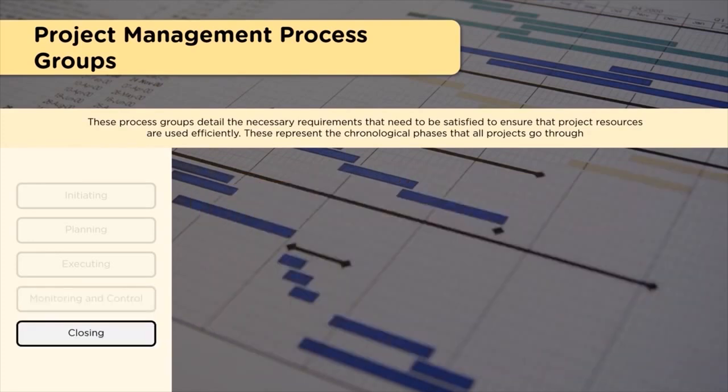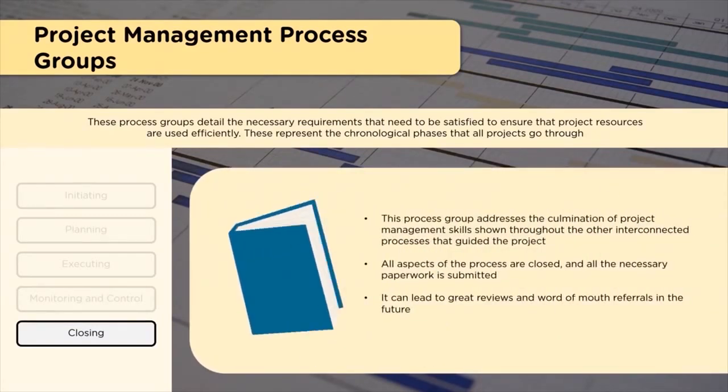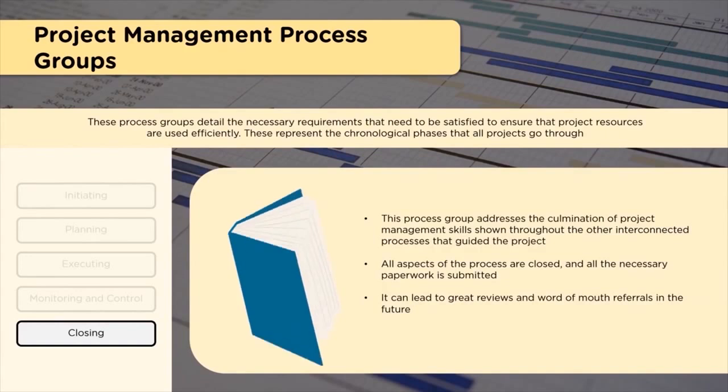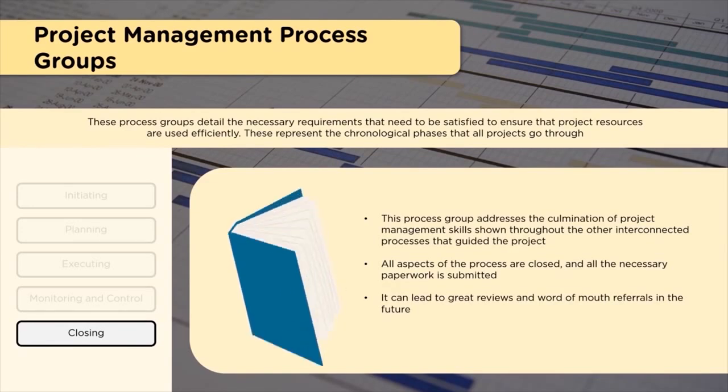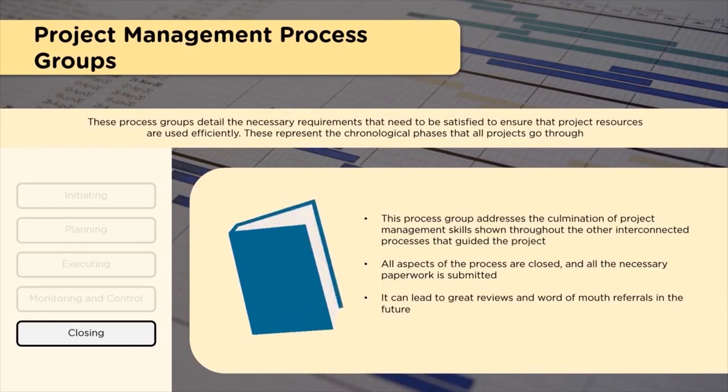So the next process group is the closing process group. Closing project or phase is the process we have in this process group, which basically focuses on addressing the culmination of project management skills shown throughout the other interconnected processes that guided the project. So all the aspects of the process are closed and all the necessary paperwork is submitted. So it can lead to great reviews and word of mouth referrals in the future. So all the activities which need to be done for formal closure and conclusion are done in the closing process group. So this is about all the 5 process groups defined in the PMP framework.